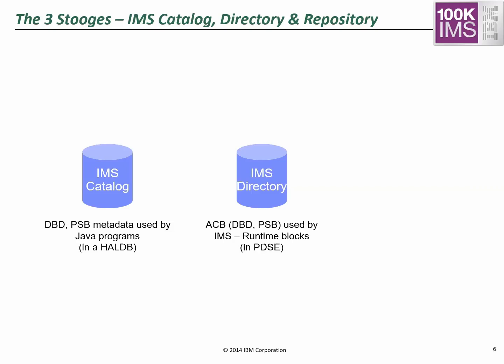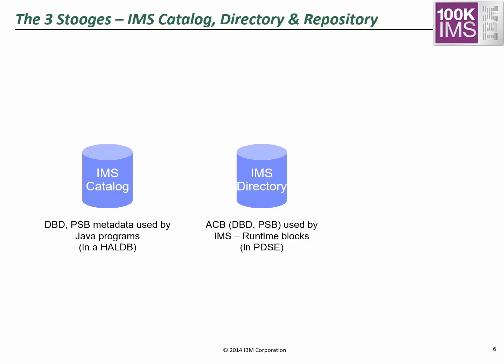ACB blocks are the runtime blocks that are used by IMS, right? Your DBDs and your PSBs. That's what's in your IMS directory dataset. And also your IMS directory dataset is a PDSE, whereas the IMS catalog is a database. Specifically, it's a HALDB database, right? So those are the differences between the IMS catalog and the IMS directory.